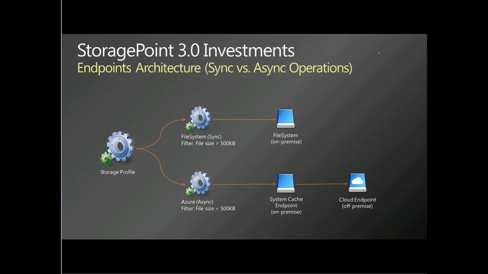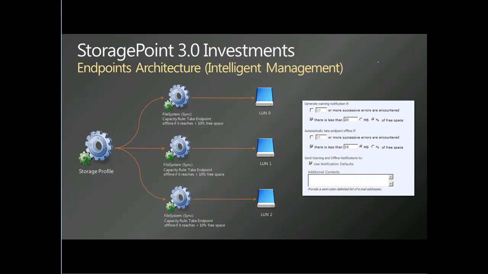So one usage scenario you get out of the endpoints architecture is I can have a very simple setup where I want all content that's greater than 500K to go to a NAS on premise, and then everything that's less than 500K to go up to some cloud endpoint. And I want to do that asynchronously. So I'm going to keep the big stuff local, and I'm going to push the small stuff up to a less performant tier. Very simple use case scenario, but it's not hard to see where that one could be widely used.